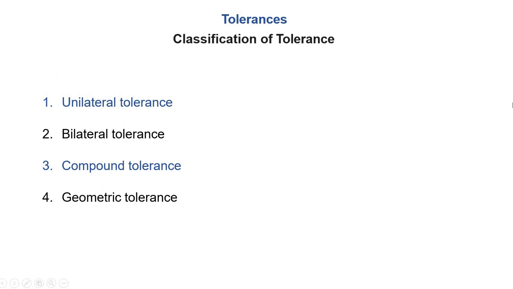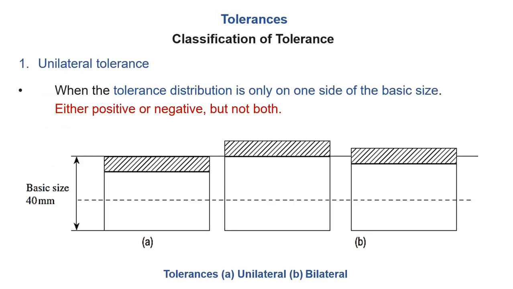Then, classification of the tolerances. The tolerances are classified as unilateral tolerance, bilateral tolerance, compound tolerance, and geometric tolerance. First, we will see the unilateral tolerances.